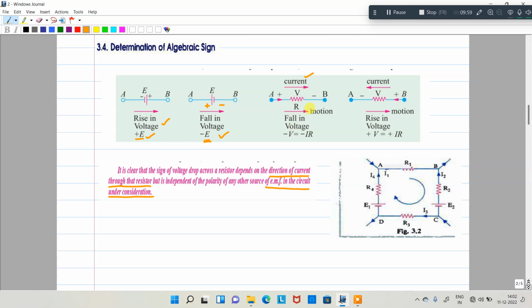Coming to here, in case of a resistor, the arrow direction and the current flowing direction are both the same. So whenever both are the same, minus V is equal to minus IR. So this is a fall in voltage. That means the arrow direction is from positive to negative, so minus voltage is present. Okay, coming to here, this is the arrow direction. Motion will be negative to positive. That is a rising voltage. That's why plus IR. There is no minus here. Plus IR you need to consider.